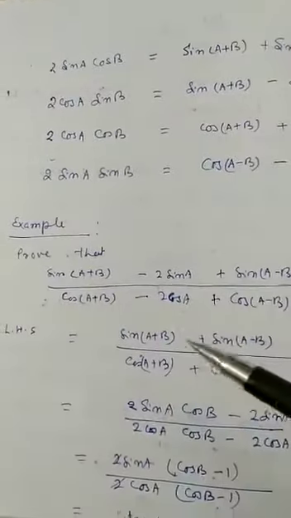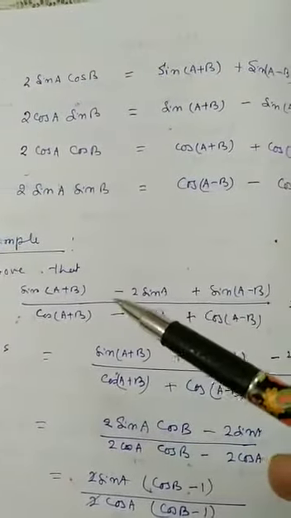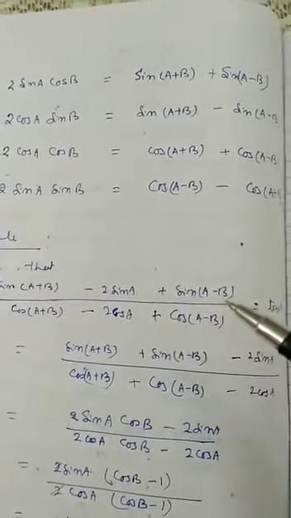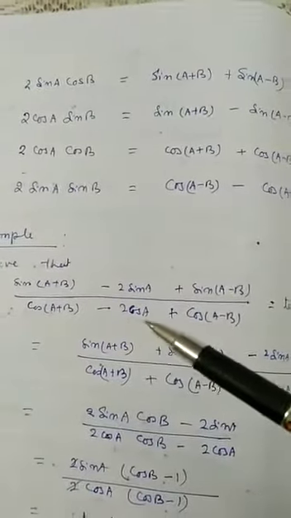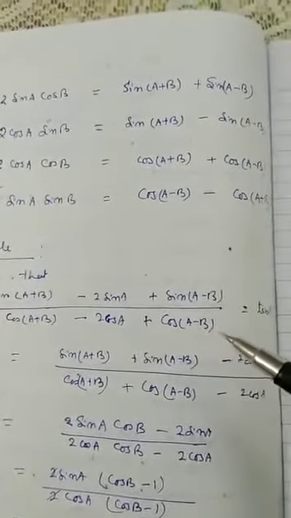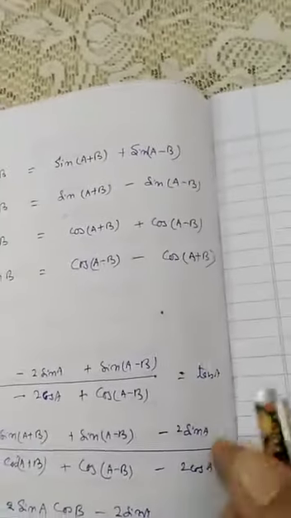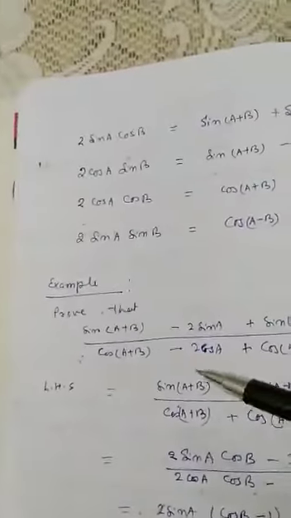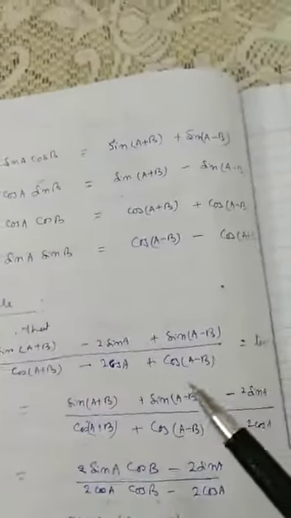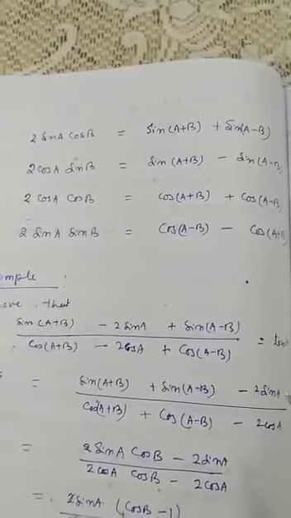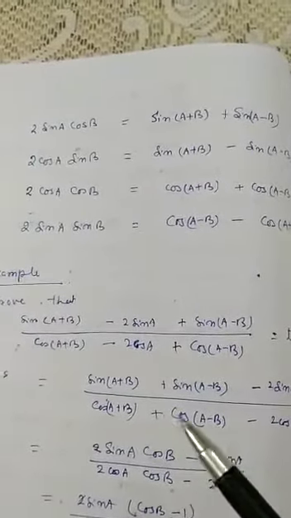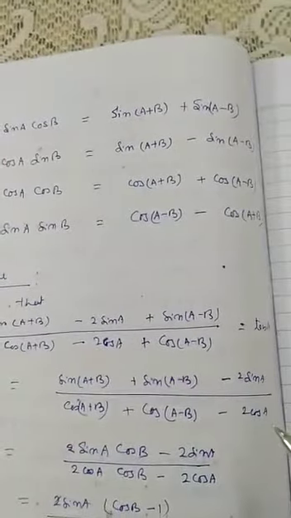See one example. Solve: (sin(a+b) − 2 sin a + sin(a−b)) upon (cos(a+b) − 2 cos a + cos(a−b)) is equal to tan a. Take the left hand side. You have sin(a+b) + sin(a−b) − 2 sin a, upon cos(a+b) + cos(a−b) − 2 cos a.